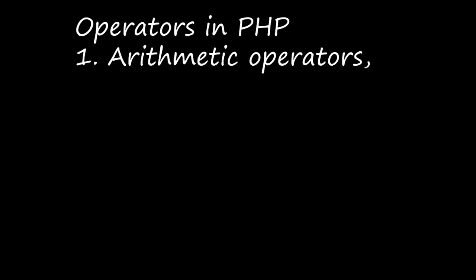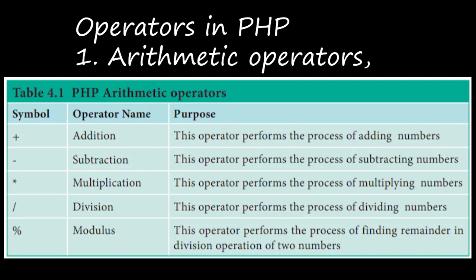Arithmetic operators means, as we know, arithmetic operations: addition, subtraction, multiplication, division, and modulus. Addition is adding, subtraction is subtracting, and modulus means when you divide, you get a remainder. If you are taking the remainder, you use the modulus operation.